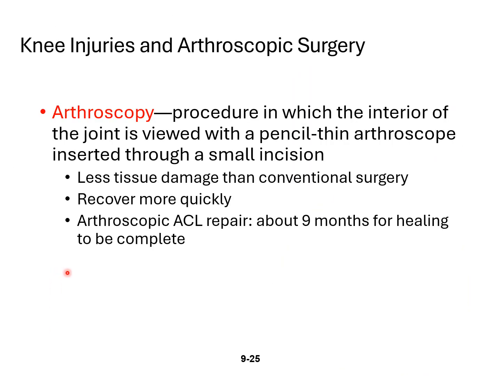So, knee injuries and arthroscopic surgery. This type of surgery is a procedure in which the interior of the joint is viewed with a pencil-thin arthroscope inserted through a small incision. There is less tissue damage than conventional surgery. The recovery is quicker because if you go in very, very small, you don't have as much damage. You don't have the blood supply deficiencies that you have in the normal part of the knee. So the less damage you have from surgery, the easier the repair.